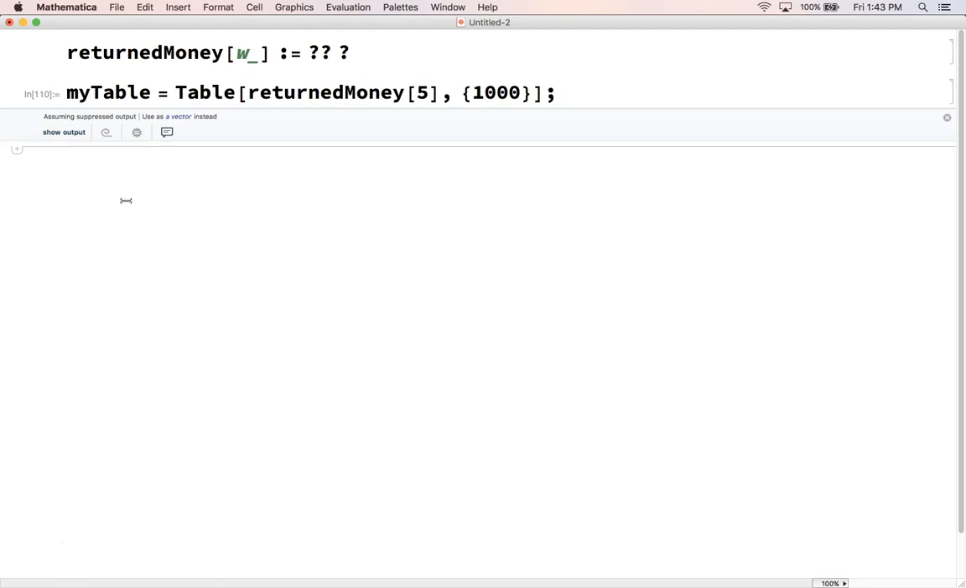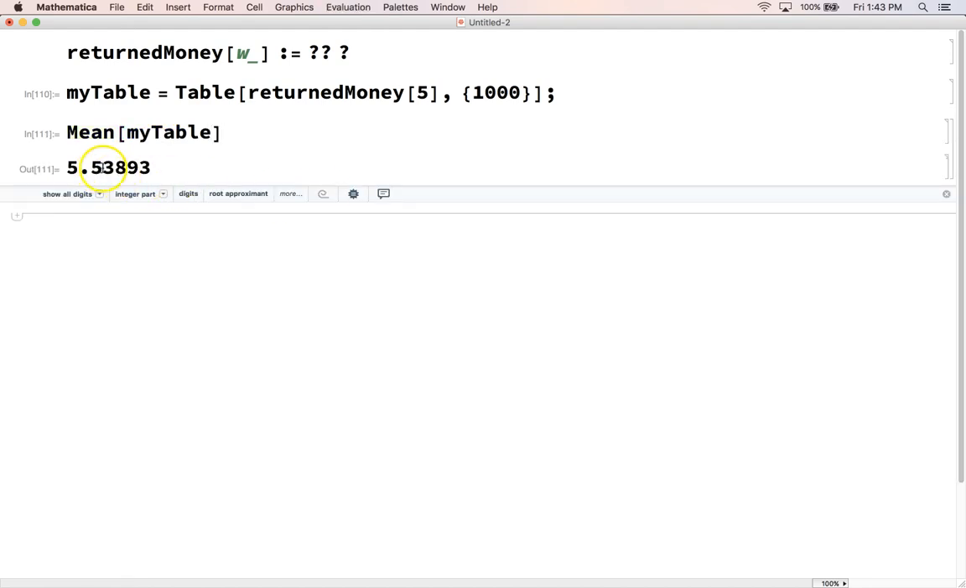So I told you that on average you get 10% profit. So on average you expect about $5.50 to be returned if you're betting $5. Let's test it out and see. What's the mean of my table? Yep, it's even a little better than I said. It's even a little better than 10% profit.